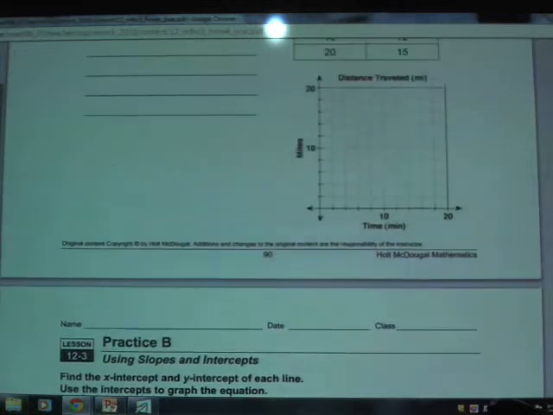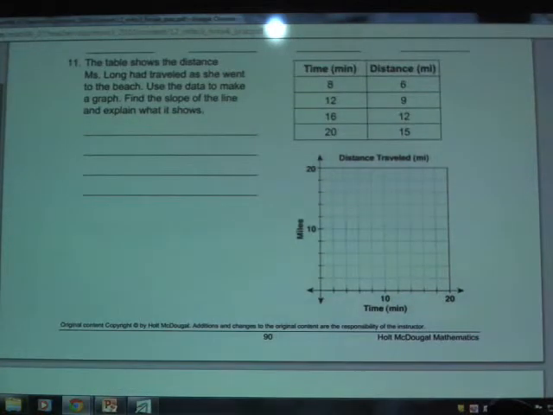In question number 11, it says the table shows the distance Mrs. Long had traveled as she went to the beach. Use the data to make a graph, find the slope of the line, and explain what it shows. So this is a lot like the question we saw in our notes here. I want to go ahead and start off. We're going to go ahead and graph this table here.